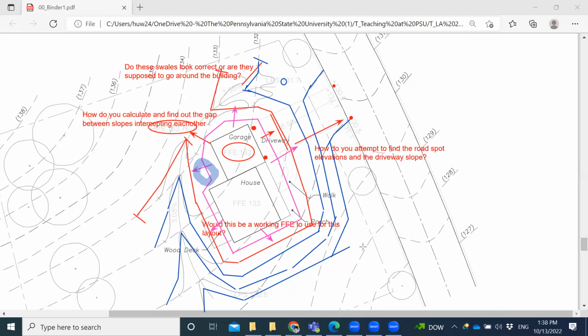So for you, first thing, back calculate your driveway, and then draft out your contour. Depending on your FFE, decide which contours need to be the first one around your building, and then draft it out, and then evaluate where things are not correct, and then make adjustments. Okay. You're welcome.